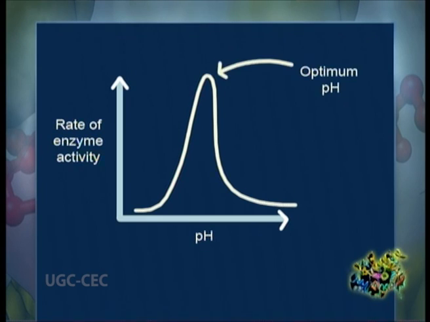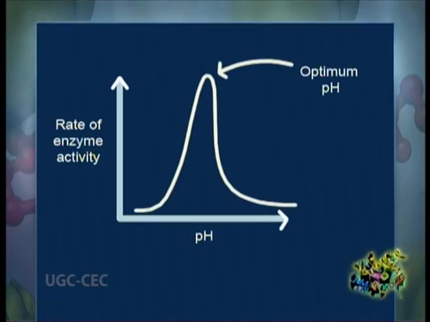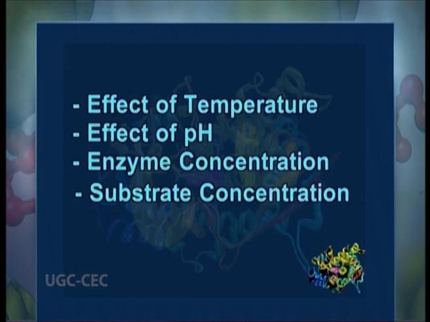For example, the optimal pH for pepsin, that is a protein digesting enzyme, is 2, and for trypsin it is 8.5. Optimum activity for most enzymes is generally observed between pH values 5 to 9. When the activity is plotted against pH, a bell-shaped curve is usually obtained.